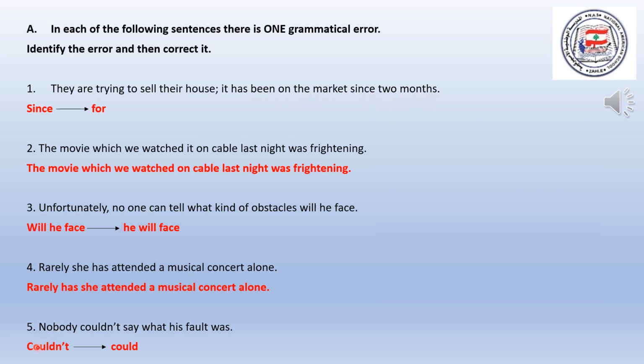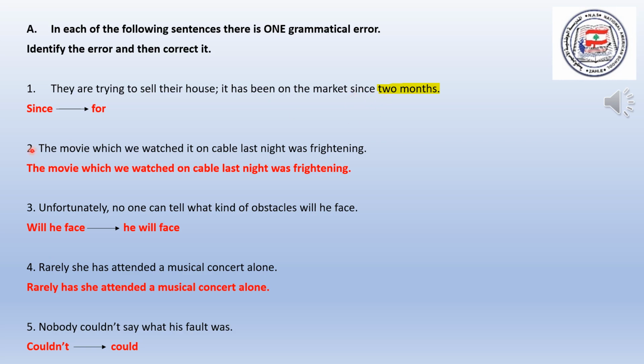You know that the present perfect is used with since and for to talk about a situation that began in the past and is still true in the present. According to the first sentence, as we all know, since is followed by the mention of a specific point in time. However, for is followed by the mention of a length of time. Since 2 months shows length of time, we have to replace since by for.